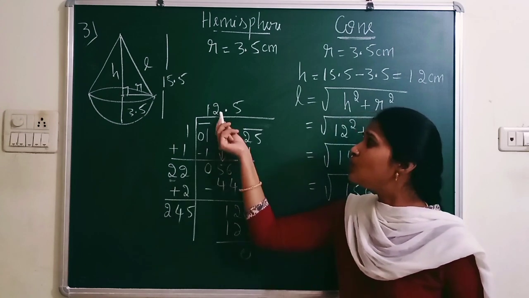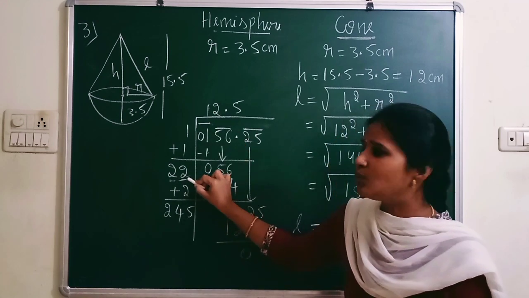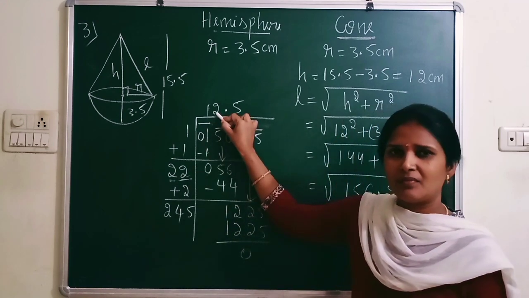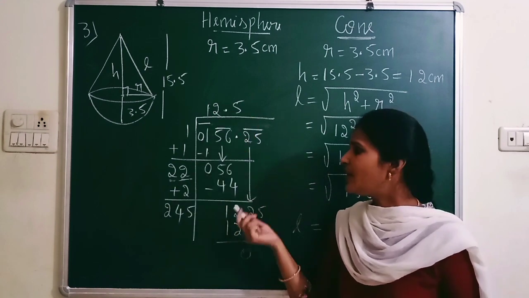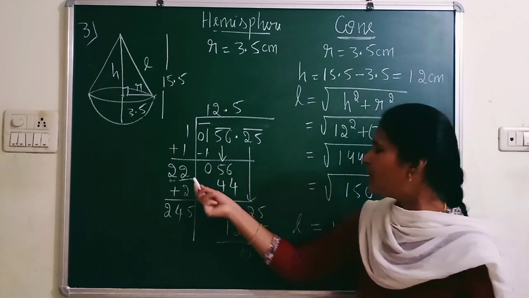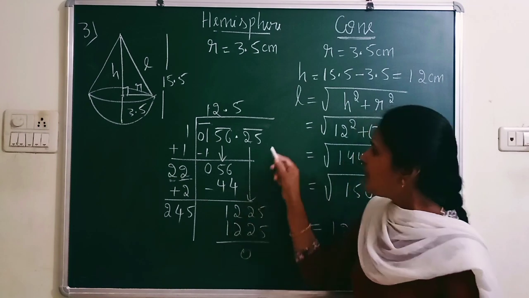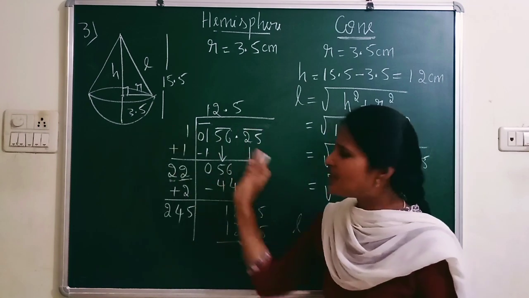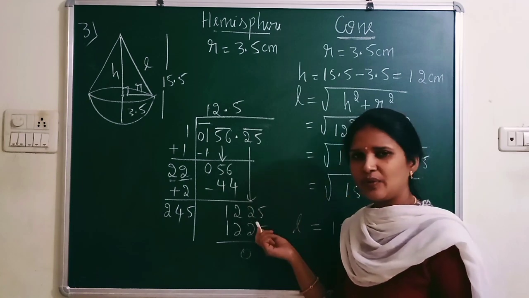So you can see 22 twos are. Whatever number you have taken, 2, the same number should be repeated. So 22 twos are how much? 44. If I take 23 threes, it will be greater than 56. So 22 twos are 44. Subtract, we got 12. Now the integral part is finished, so put the point there. Now bring the decimal part down, 25.